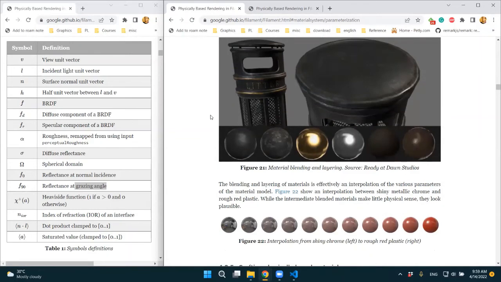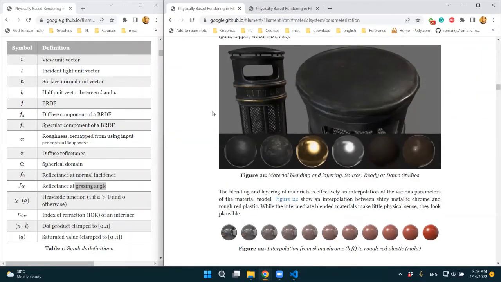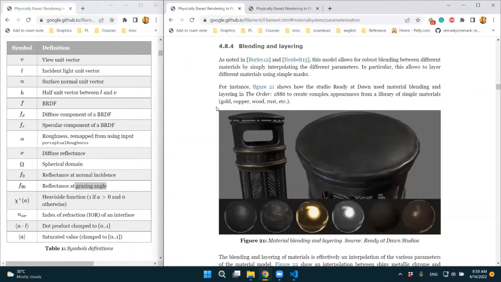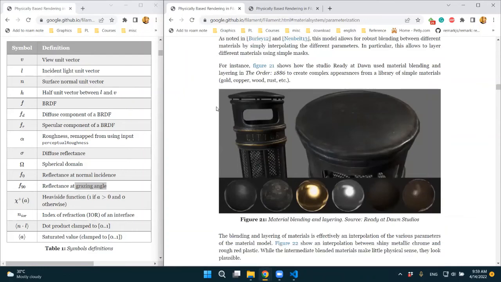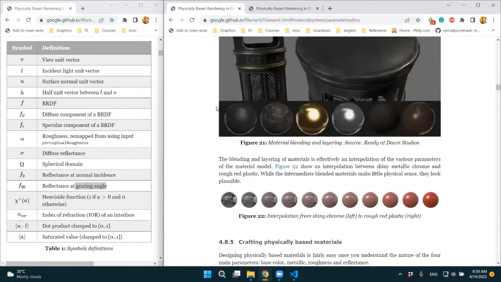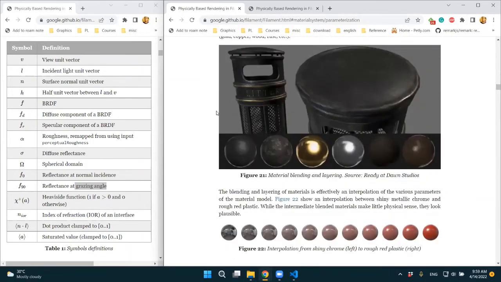Because it's also for layering. Then they have a whole section for their clear coat model, which I think is completely layering. I think that's different from blending between metal and wood. I think that's a different concept. So what does layering mean here, as opposed to blending?